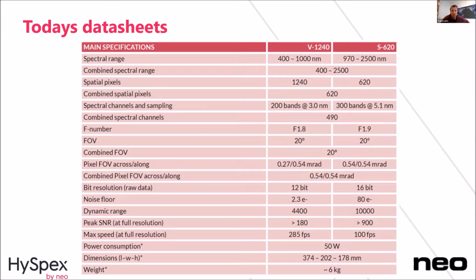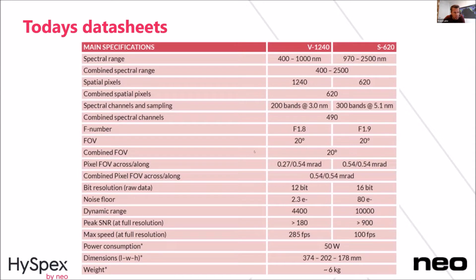This tells you about the spectral range of your system: visible range, shortwave infrared range. It tells you how many spatial pixels you have. You can combine it here as well. How many bands you have with different samplings, 5.1 nanometers for the shortwave here, 3 nanometers for the visible one. The F number, I will also come back to what the F number means for a hyperspectral system. The field of view, instantaneous field of view, and bit resolution, noise floor, dynamic range, peak SNR, and max speed, and so on.